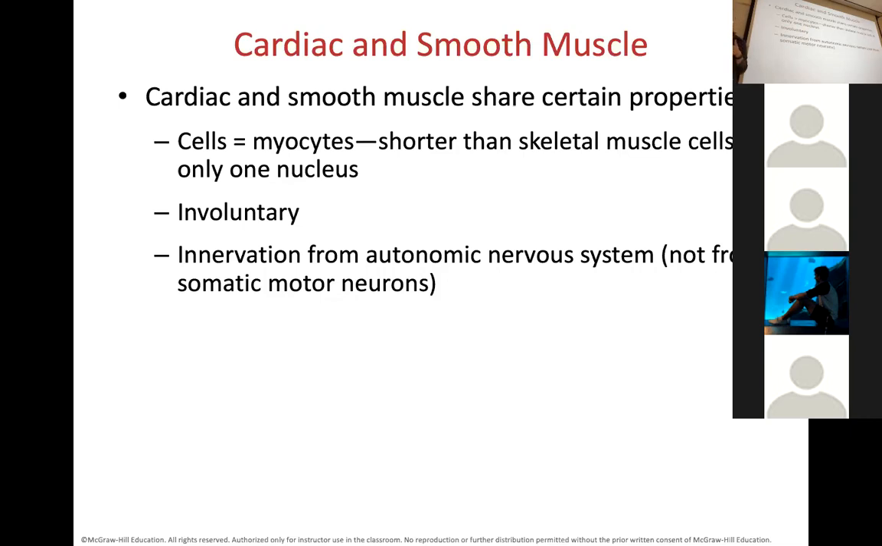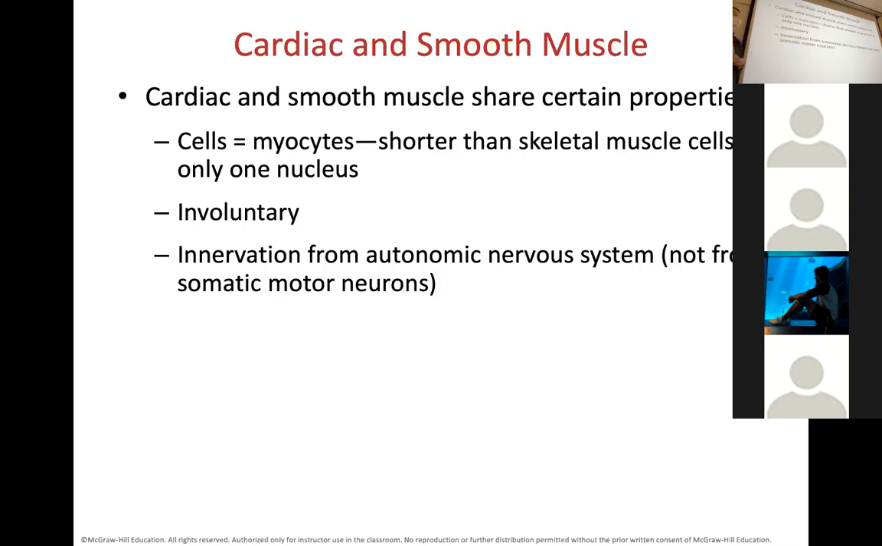These are involuntary tissue types. We can control when we move or contract our skeletal muscles. We cannot control when our heart beats, so when our cardiac muscles contract. And we can't control when our smooth muscles contract, like in our digestive system. We can't control how it moves food through.